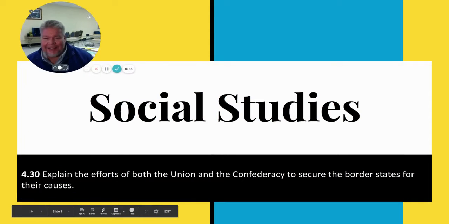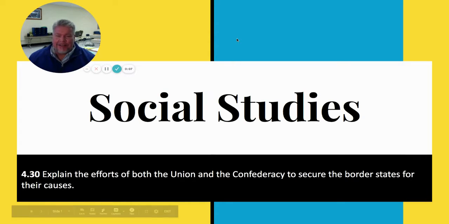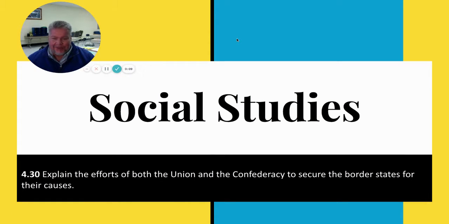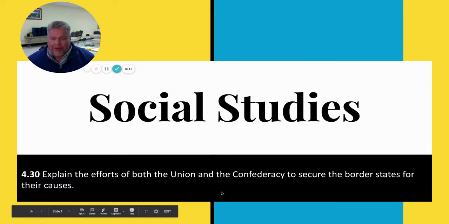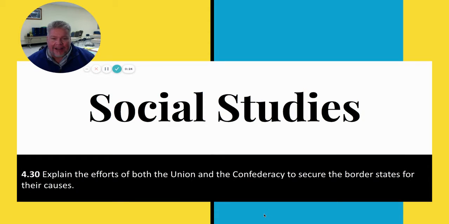All right, let's finish up this week of reviewing the Civil War in social studies today. We're going to look at this standard today. We're going to talk about the border states, explain the efforts of both the Union and the Confederacy to secure the border states for their causes. So both the North and the South wanted those states to help them fight, didn't they?